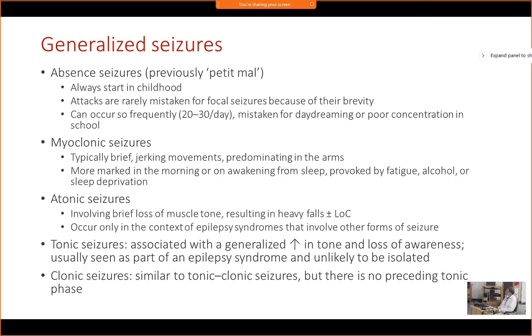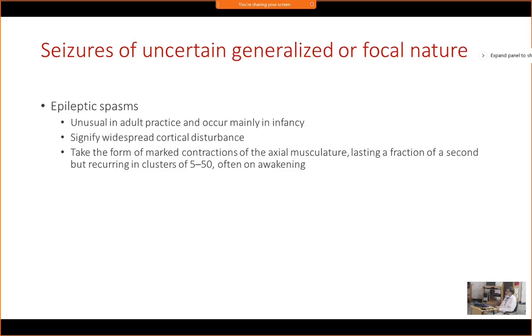The clonic seizure is similar to a generalized tonic-clonic seizure, but the preceding tonic component will not be there. That means the initial few seconds of whole body contraction will not be there, but the clonic phase will continue. So these are some of the other variants of a generalized seizure.